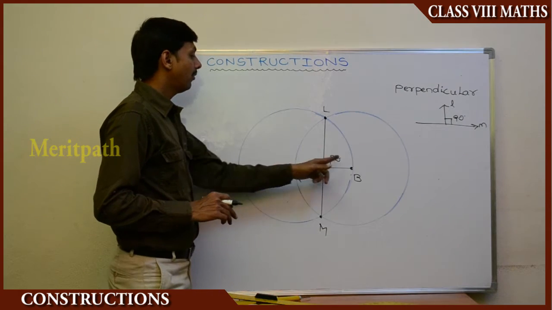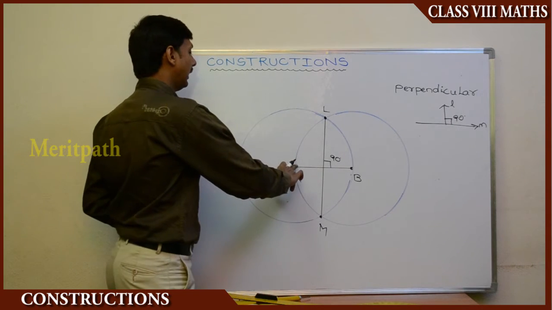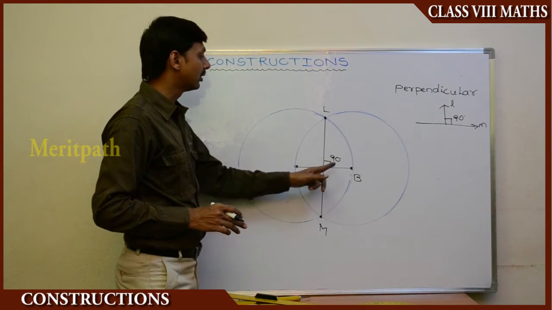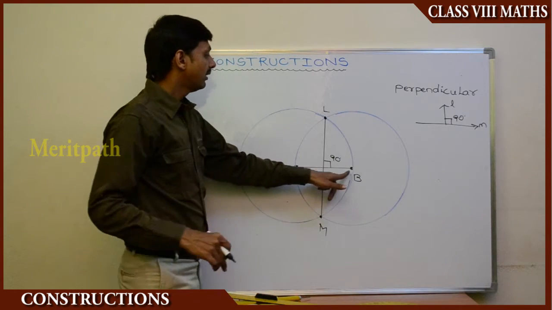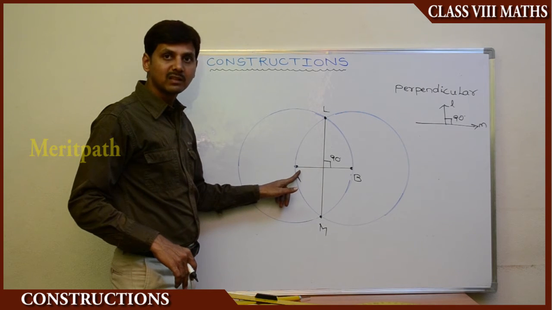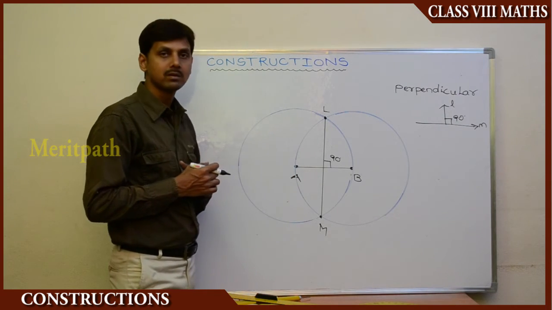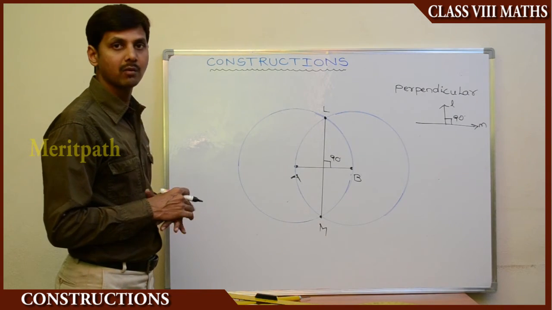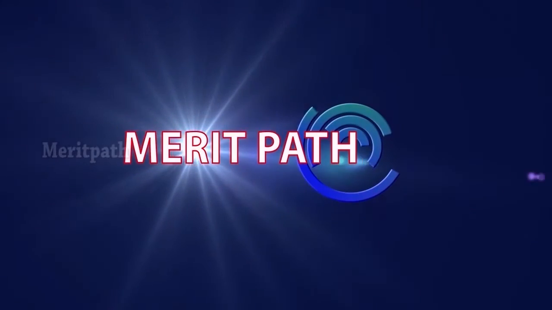And when we draw with the radius AB, the circle is intersecting the other circle, and when we draw using the center B, that circle is intersecting the center A. So in this manner, two circles are intersecting. So this is the concept about circles when two circles are intersecting. So let's go to the next one.